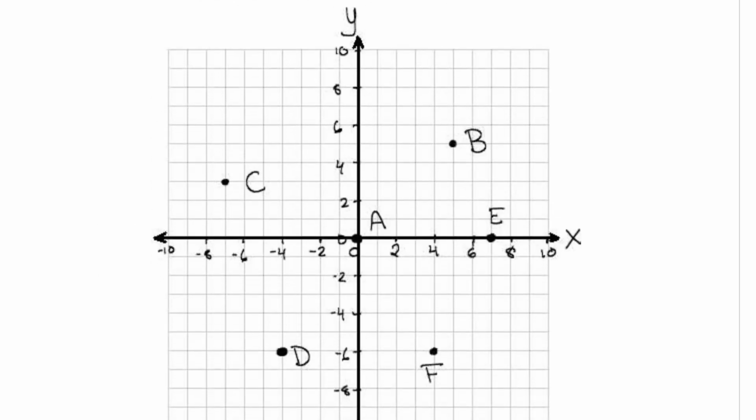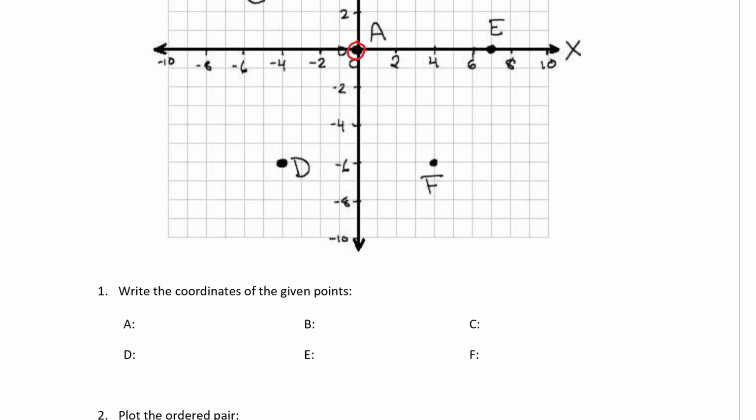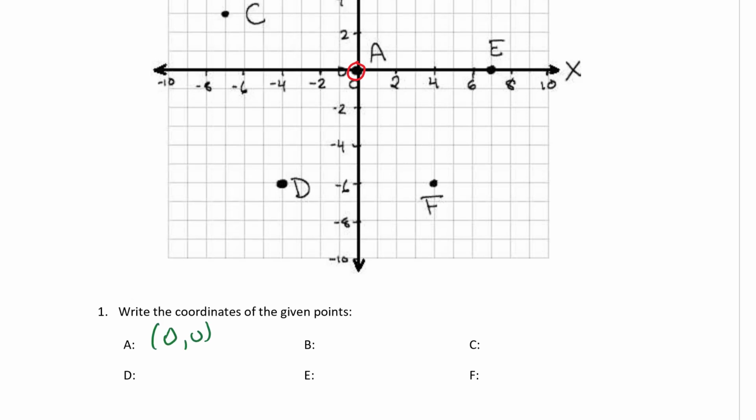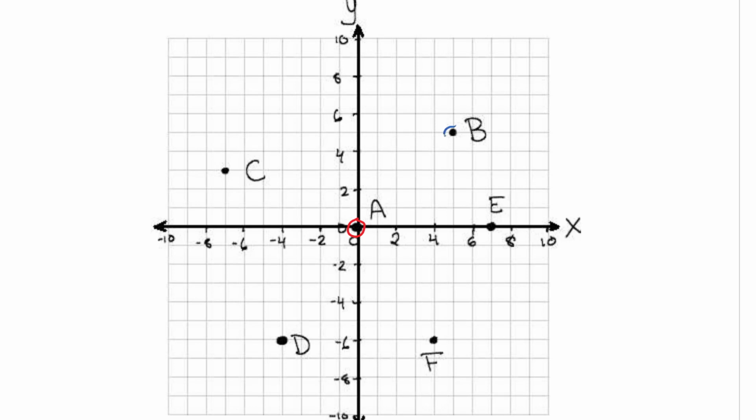Let's take this up. So A is located right here. It is at the origin. Therefore, A is going to be 0, 0. B now, where is B? B is up here. If we look down here, this crosses at 5. And we look across here, this crosses at 5. 5, 5.